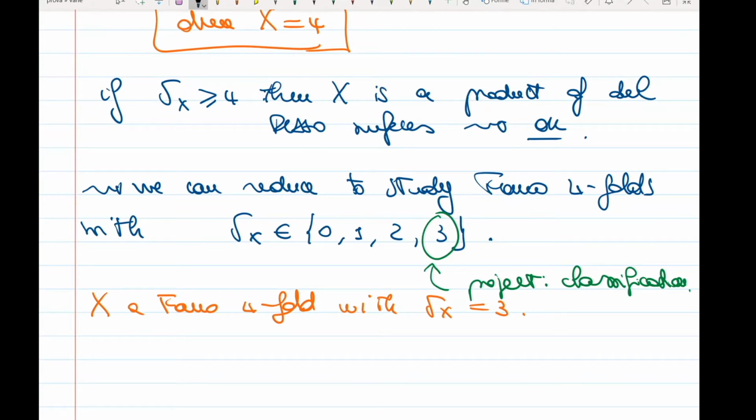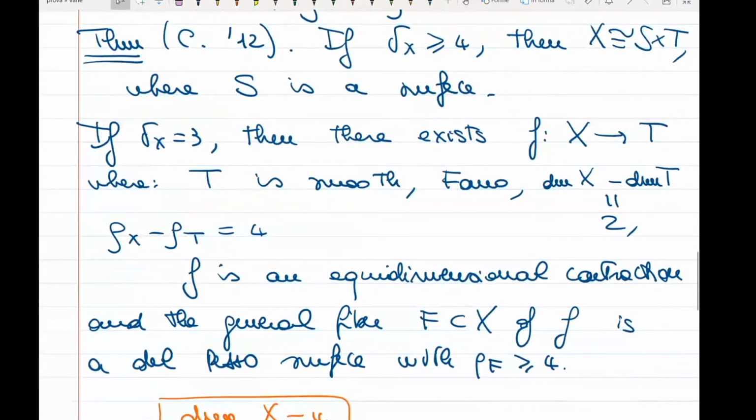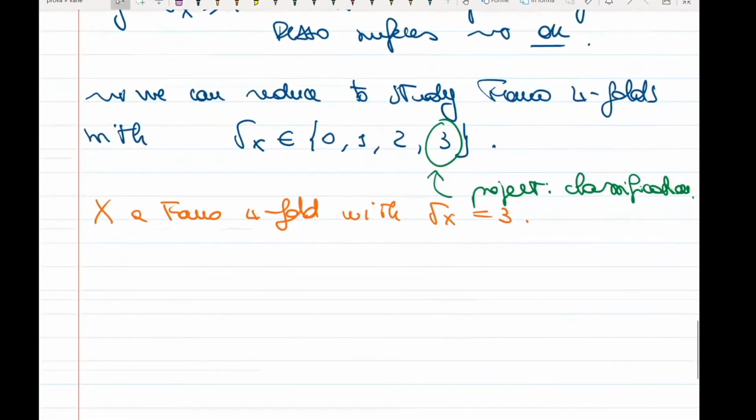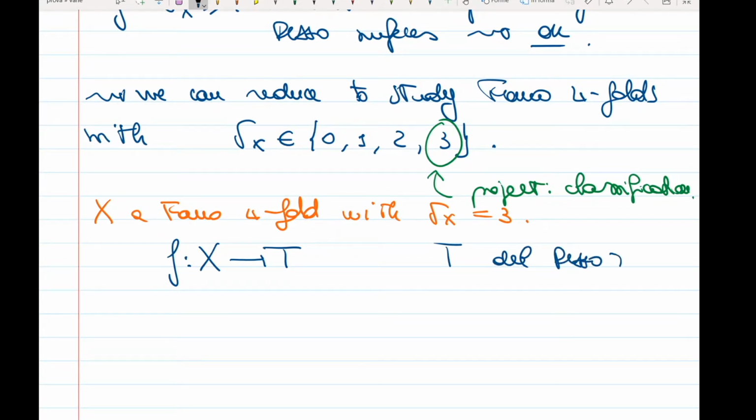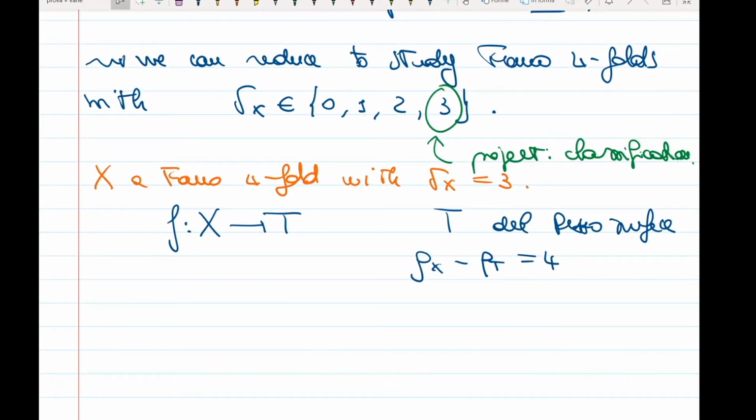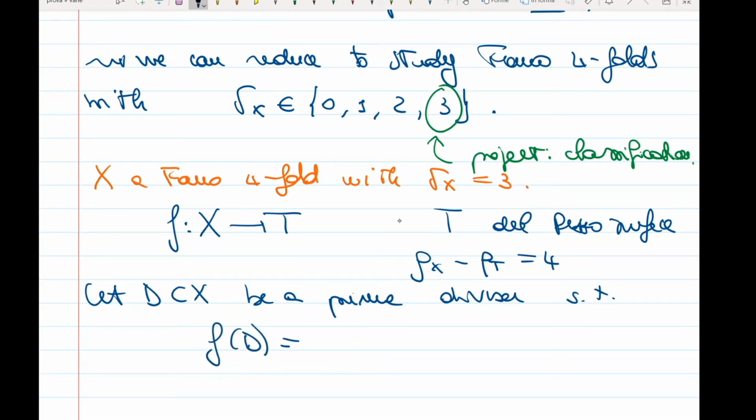From the theorem that I stated before, we still have this fibration, and now also T is a del Pezzo surface. So we have f from X to T, where T is a del Pezzo surface, and the difference of the Picard numbers is 4. Now I want to explain a little argument to give an idea of how one uses this Lefschetz defect in practice. Let D in X be a prime divisor whose image in T is a curve, such that f of D is a curve C.